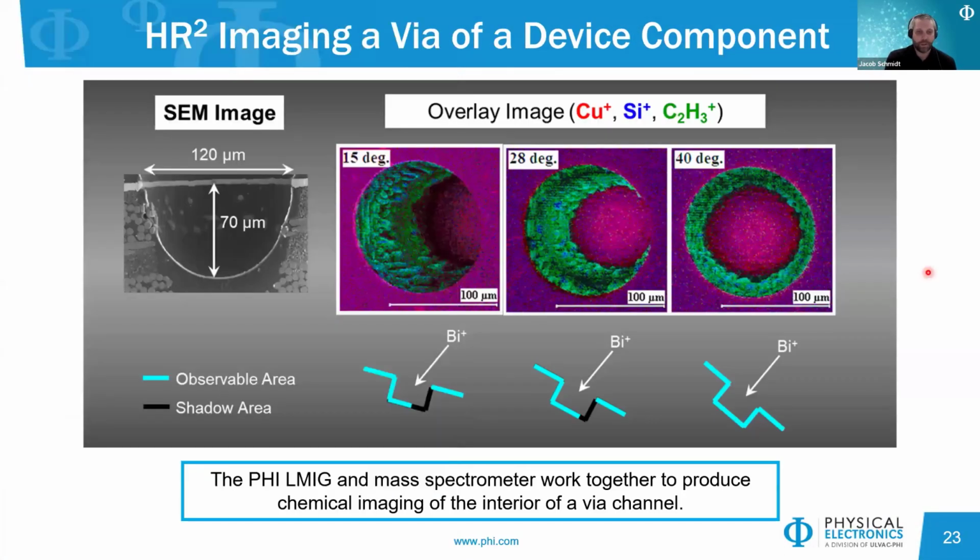Another example of how we can optically image a deep sample is this VIA sample here. This is about a 70 micron deep sample, and in one analysis, we can analyze the top of the surface, the inner wall, and the bottom of the well. And we can tilt this sample to image the different components of it simultaneously.